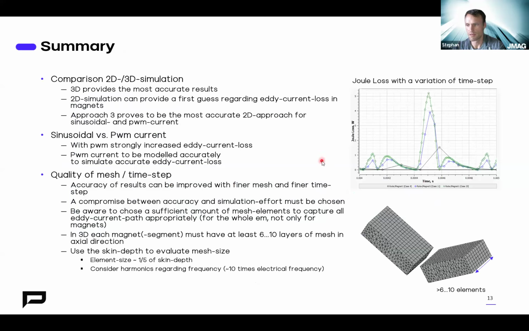Now let's summarize what we have seen on the previous slides. So 3D provides the most accurate results because it can best represent the current distribution inside the magnets. But 2D simulation, especially if you consider a good segmentation factor or a good factor to recalculate the results from the 2D simulation to the 3D simulation, can provide a good first guess for the losses inside the magnets.